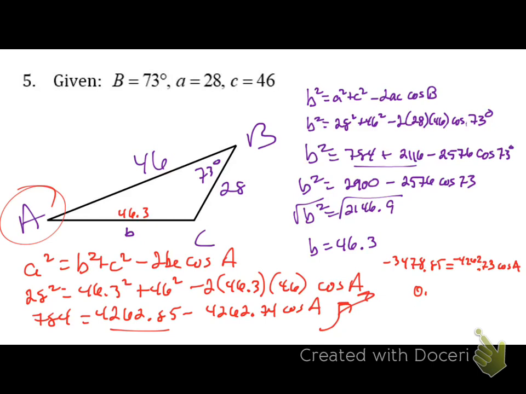You get 0.8161. Then you have to inverse cosine to find the measure of angle A. Okay, so angle A is 35.3 degrees. And then what do you do to find angle C? Well, no problem. We're in a triangle, so just add that to 73 and subtract that from 180.